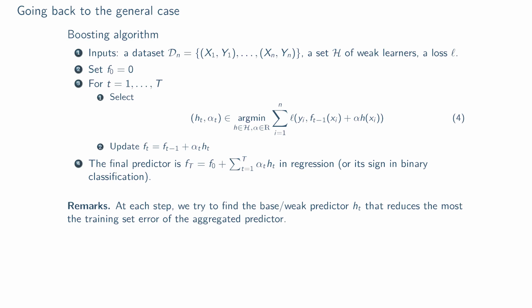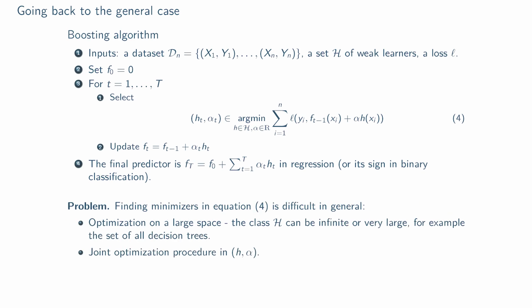For each iteration, we seek to optimize H and alpha, where alpha is a real parameter and H is an element of our predictors set. The final prediction is given by a weighted combination of the elementary predictors added to the initial predictor, i.e. f0 plus the sum for t equal 1 to big T of alpha t ht in regression, and the sign of this expression in classification. At each step, we look for the predictor ht, which, when added to the aggregated predictor f t-1 with a weight alpha t, leads to the largest risk reduction.